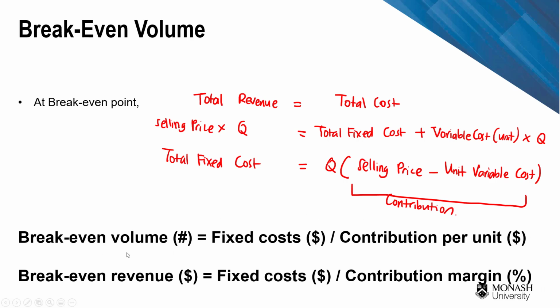As you can see, from this formula we can find out that the break-even volume is going to be fixed costs in dollars divided by the contribution per unit in dollars. The break-even revenue is going to be the fixed cost in dollars divided by the contribution margin in percentage. So that's how you can derive those formulas. All right, without further ado, we're going to do a couple of exercises. This is just to help you gain more understanding about break-even.